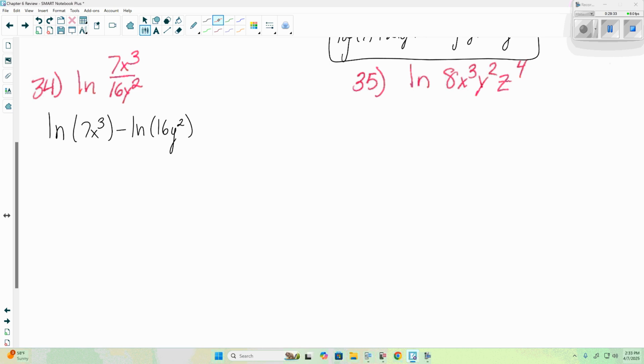Questions on our quotient step? All right. 7x cubed is a product, so we'd have the natural log of 7 plus the natural log of x to the third, minus the natural log of 16y squared, which would be the natural log of 16 plus the natural log of y squared. Now, if we want to just write minus the natural log of 16 minus the natural log of y squared, that works too, because they will both be negative.